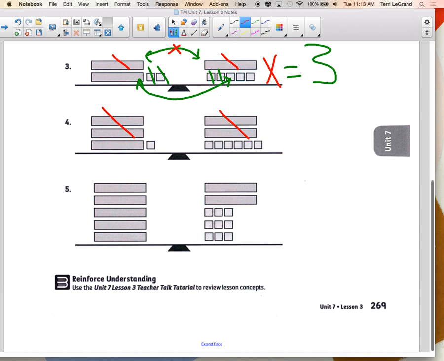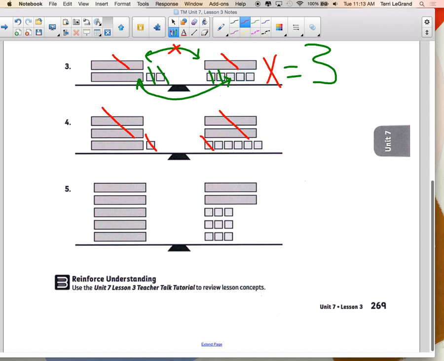Now what else can we do? Anything else? Ikea? Derek? Haley? Tyler? One on each side? Yeah, cross out a unit tile on each side.